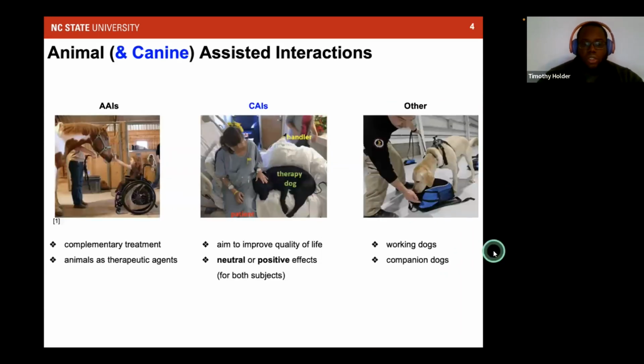So animal-assisted interactions are complementary treatments. They use animals as therapeutic agents. A subsection of animal-assisted interactions are canine-assisted interactions, and they employ dogs. And they also aim to improve quality of life, just like all the other AAIs. And in the research, they have been shown to have neutral or positive effects for either subject involved. Work in the canine-assisted interaction space also extends to other forms of working dogs, as well as companion or pet animals. Next slide.